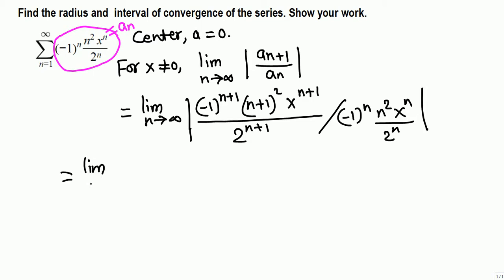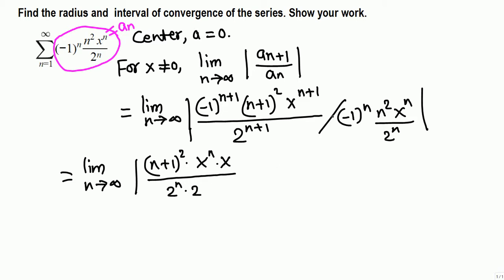This limit is equal to the limit as n goes to infinity. (-1)^(n+1) and (-1)^n are just plus or minus 1, so when we take absolute value they become 1 and are gone. We have the absolute value of (n+1)^2 times x^(n+1), which is x^n times x, and on the bottom 2^(n+1) is 2^n times 2. To change the division into multiplication, we flip the fraction: 2^n over n^2 x^n. Then we can cancel x^n and 2^n, and we are left with x over 2.